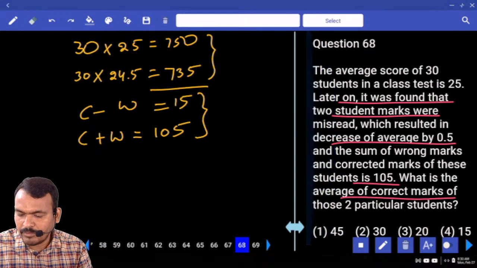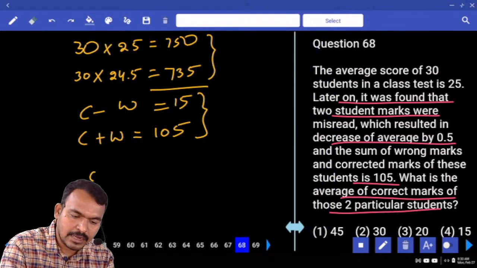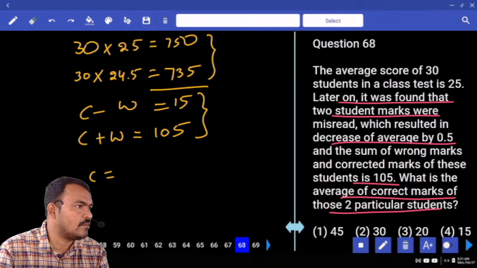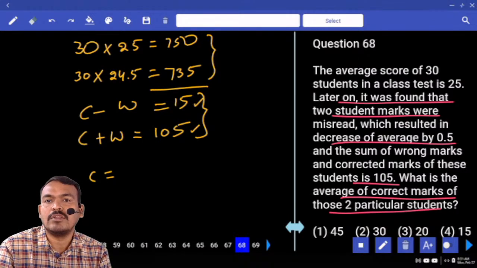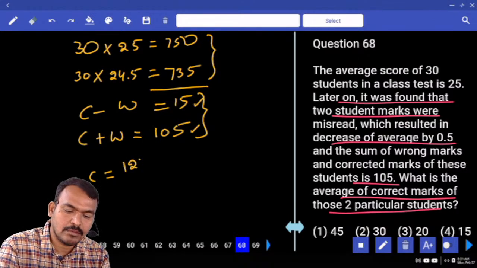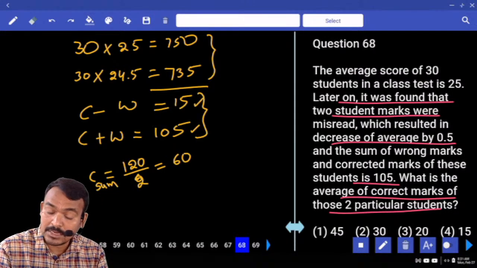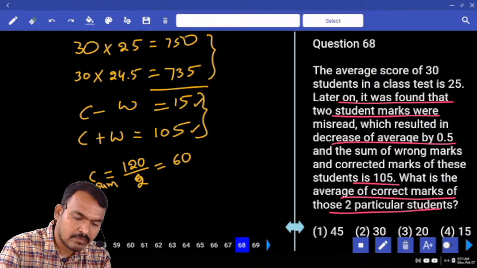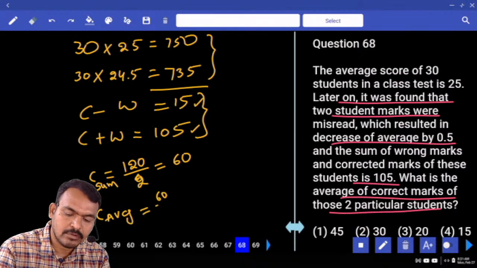What is the average of the correct marks of the 2 particular students? Then for the correct marks average, first we need to identify the correct marks sum. 105 and 15, what is the sum? 120. Dividing 120 by 2, we get the correct marks sum. 120 by 2 is 60. That is the correct marks sum. But we require the correct marks average. 60 by 2 is 30.